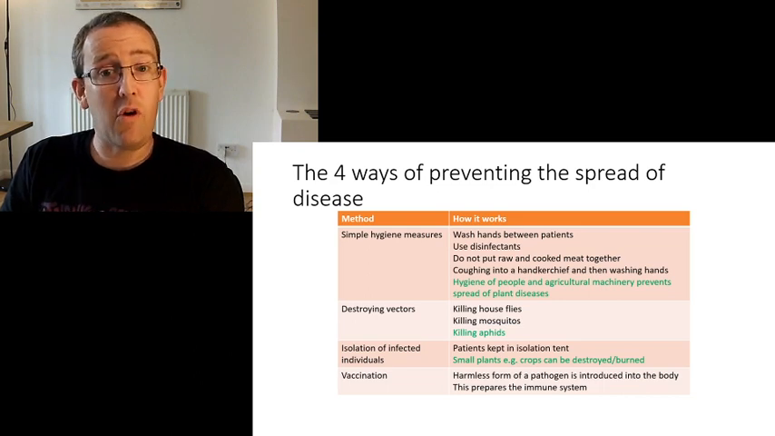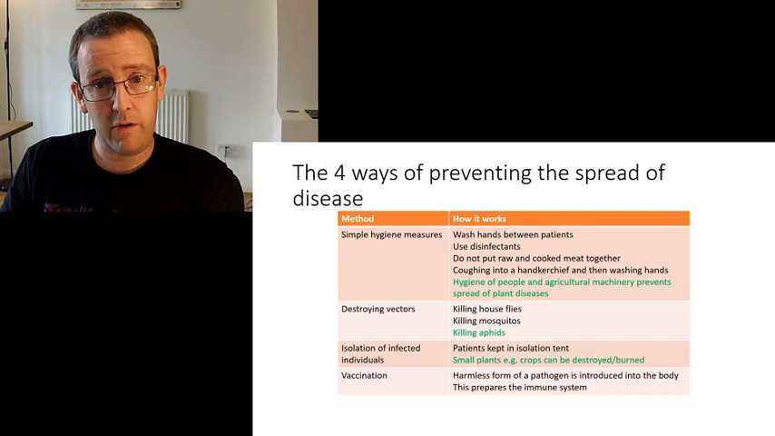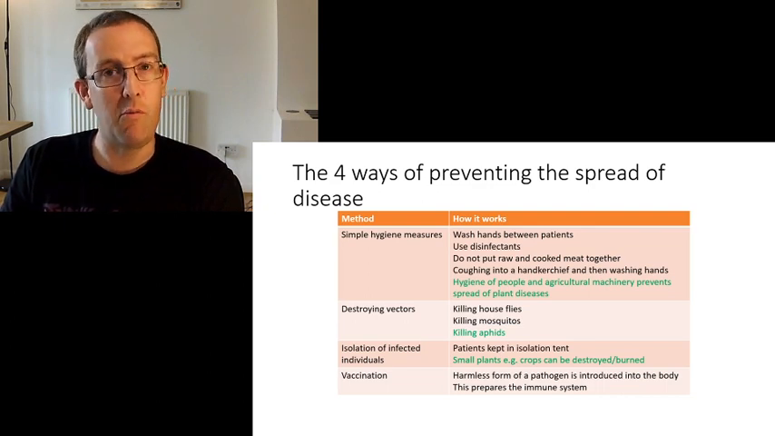So you've also got isolation of infected individuals, a word we are all very familiar with at the moment. If you keep patients with a disease, or indeed people who might be affected, in isolation, of course, they can't infect others. And then if you're looking in the world of plants, small plants, e.g. crops, can be destroyed or buried or removed from larger fields and various things.